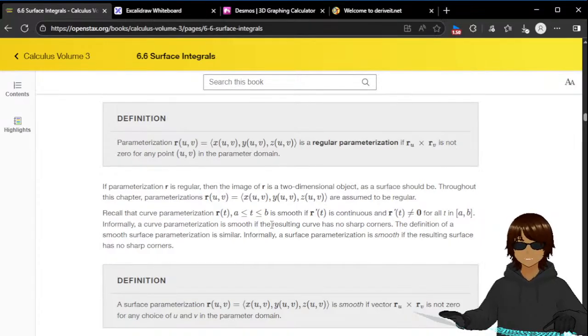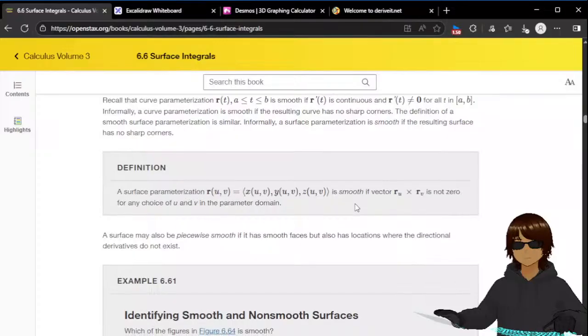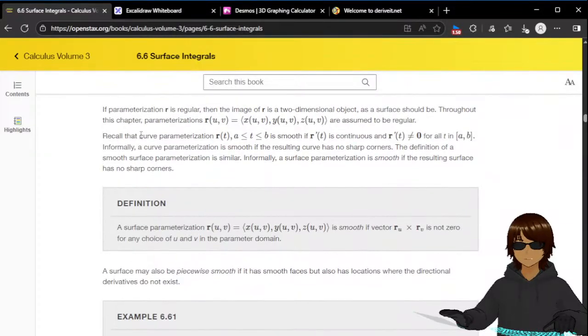If parameterization r is regular, then the image of r is a two-dimensional object as a surface should be. Throughout this chapter, parameterizations r(u,v) = <x(u,v), y(u,v), z(u,v)> are assumed to be regular. Recall that a curve parameterization r(t) for t between a and b is smooth if the derivative is continuous and the derivative is not 0 for all t.